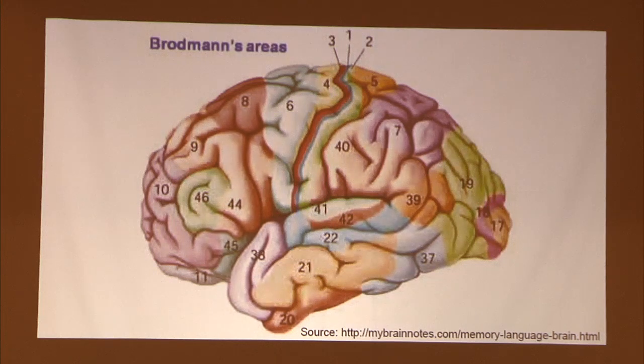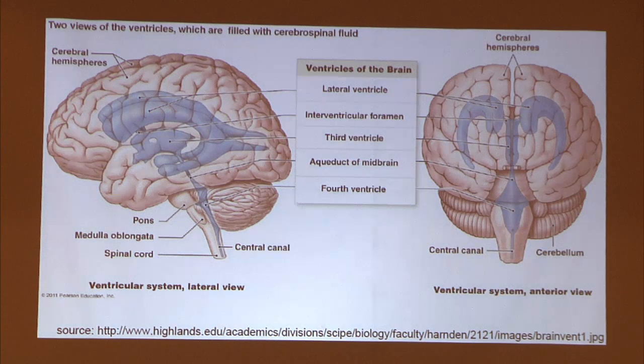But then we also have the interior view, or the ventricle view. We can see our lateral ventricles that go through the cerebral hemispheres, and then we have our third ventricle and our fourth ventricle down near the pons and the medulla. So when we talk about these areas, we kind of know where they are.